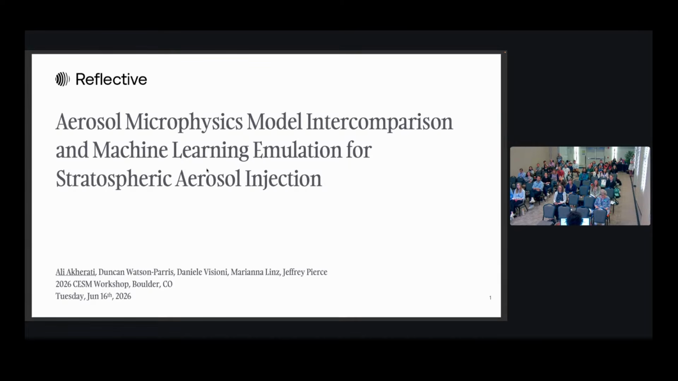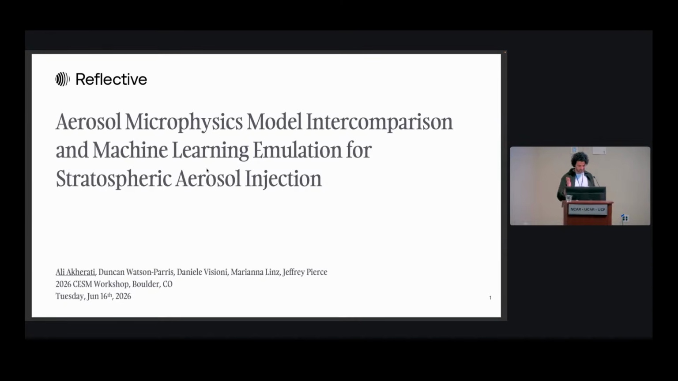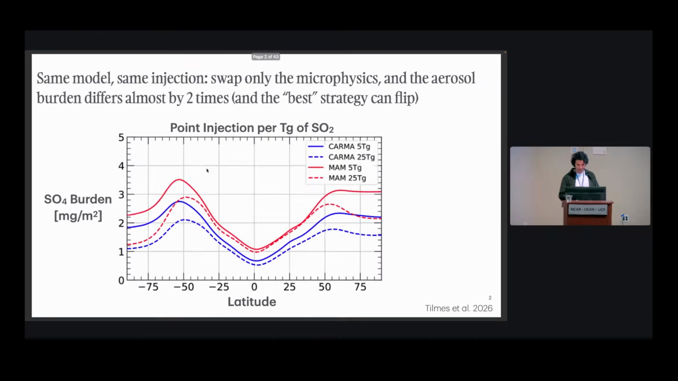At noon before lunch. Okay, so yeah, I'm going to talk about aerosol model intercomparison and machine learning emulator. I'm not going to spend time talking about the emulator, given the time. Okay, cool.